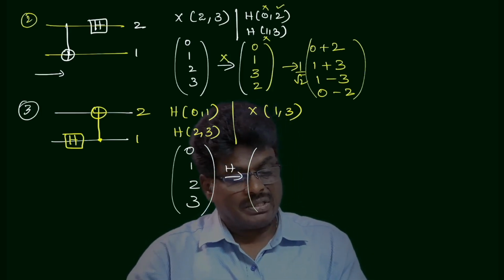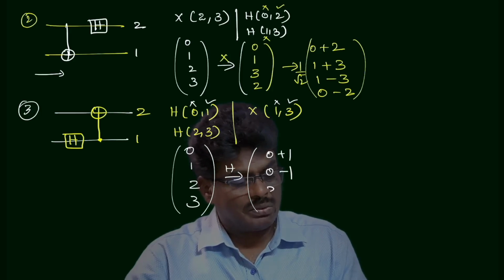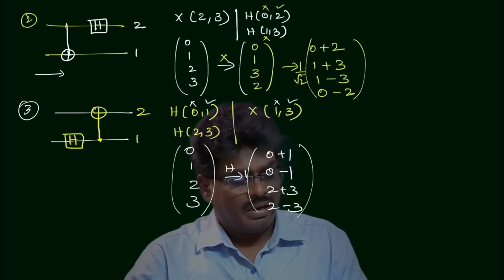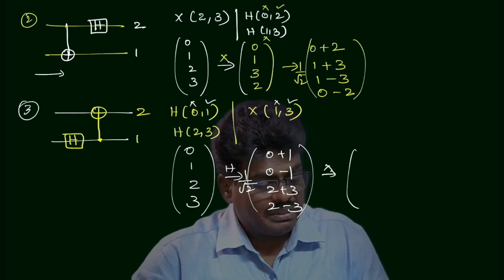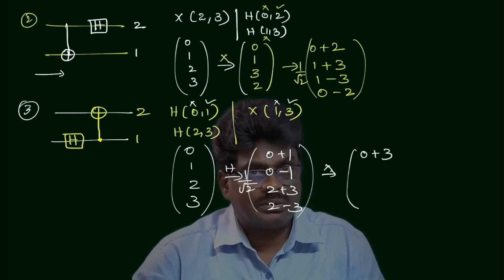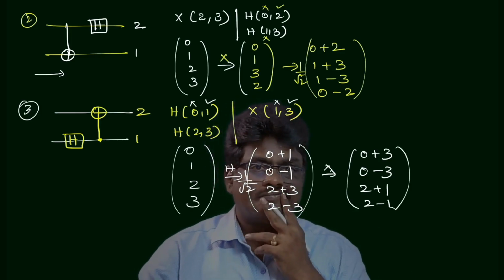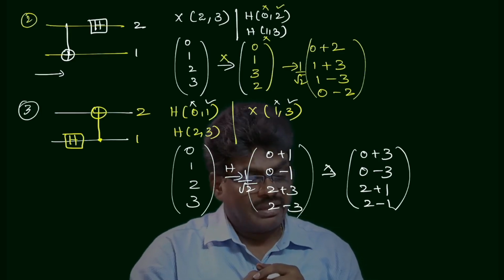So Hadamard operation, off on, 0 0 plus 1 1, 0 minus 1 2, 2 plus 3 3, 2 minus 3, and 1 over root 2. Next X operation, that is 0 plus 3 1 2 3 3 2 1, 0 minus 3 2 plus 1 2 minus 1. Like this you can do very easily. Okay, so let us take one more.